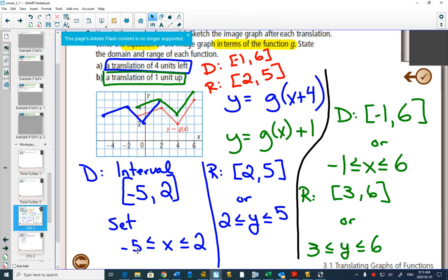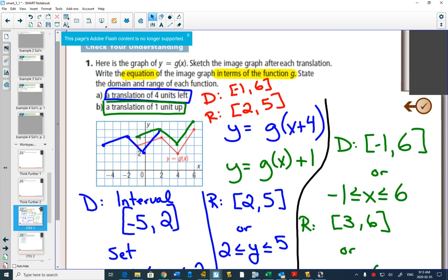So then after we're done a question, and at this point I just finished another section, I go back and I read it again. Here's the graph of y equals g of x, sketch the image graph, done. Write the equation of the image in terms of the function g, done. State the domain and range of each function, done. Okay? You probably don't notice this sometimes in your math teachers in the past because they reread the question in their head when they're teaching. But good math students and math teachers, they're always rereading a question. So in math, you often read something 3 times.